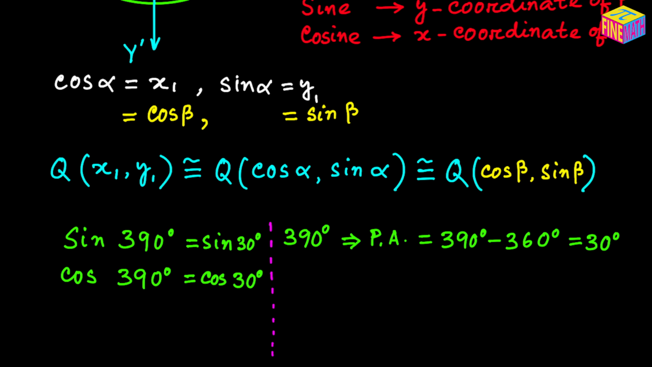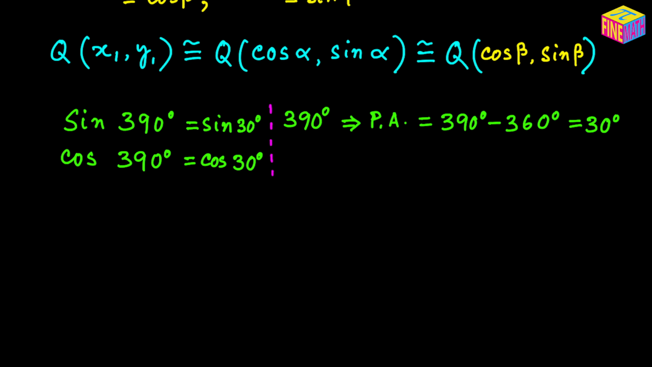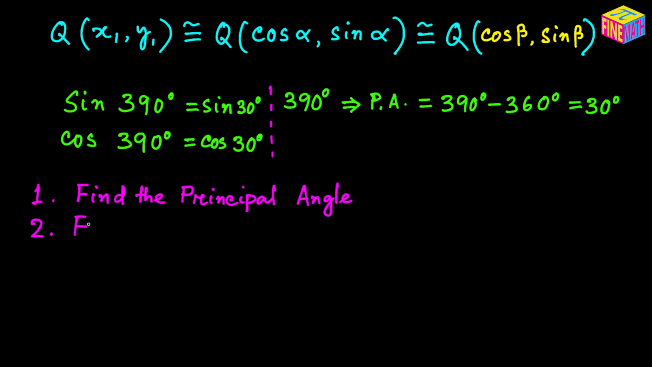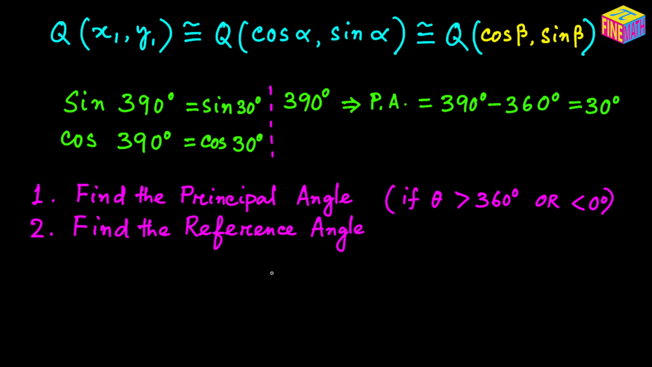So the steps are like this: if the angle is larger than 360 degrees, first you find the principal angle, and then if the angle is greater than 90 degrees, you find the reference angle. So step number 1, let me make a quick note right here: if necessary, find the principal angle, meaning if the angle is larger than 360 degrees. And then step number 2 would be to find the reference angle if the angle is greater than 90 degrees. Now when we have to find the reference angle, if the original angle is greater than 90 degrees but less than 360 degrees, that is where we find the reference angle.